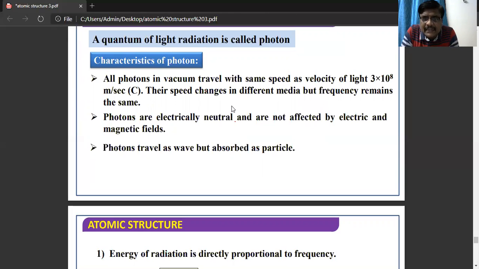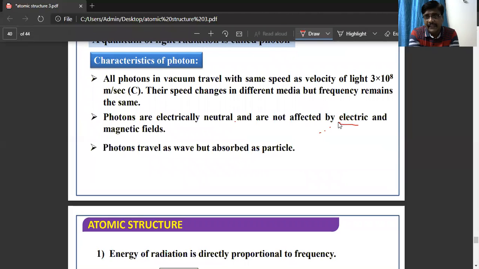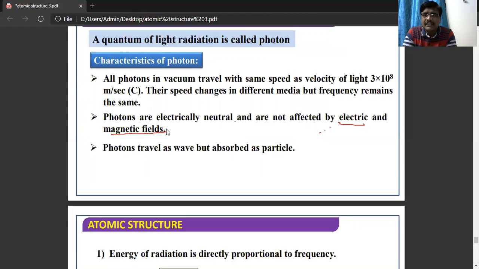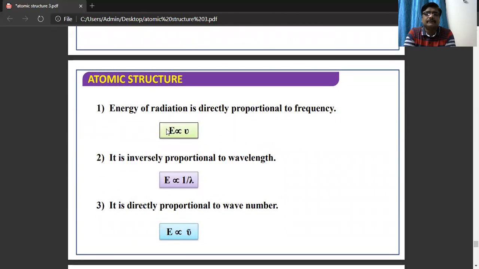The second characteristic: photons are electrically neutral. Since they are electrically neutral, they are not affected by electric or magnetic fields. And photons always travel as a wave, but they are absorbed as a particle. So that is the dual nature.